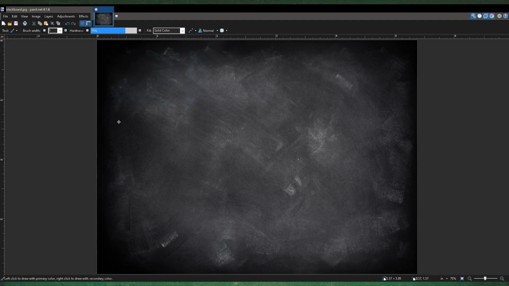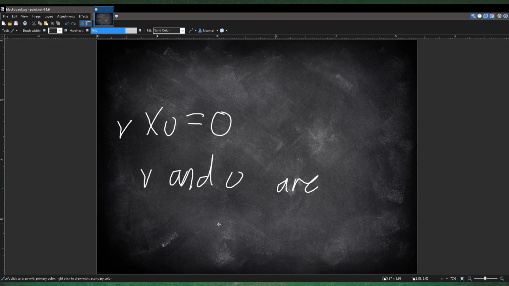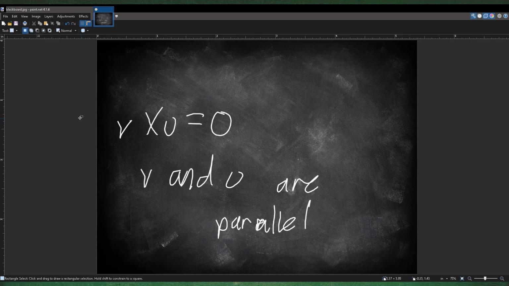Also, the cross product of v and u is equal to 0 if v and u are parallel. And that's the only case. That basically covers everything for cross products.